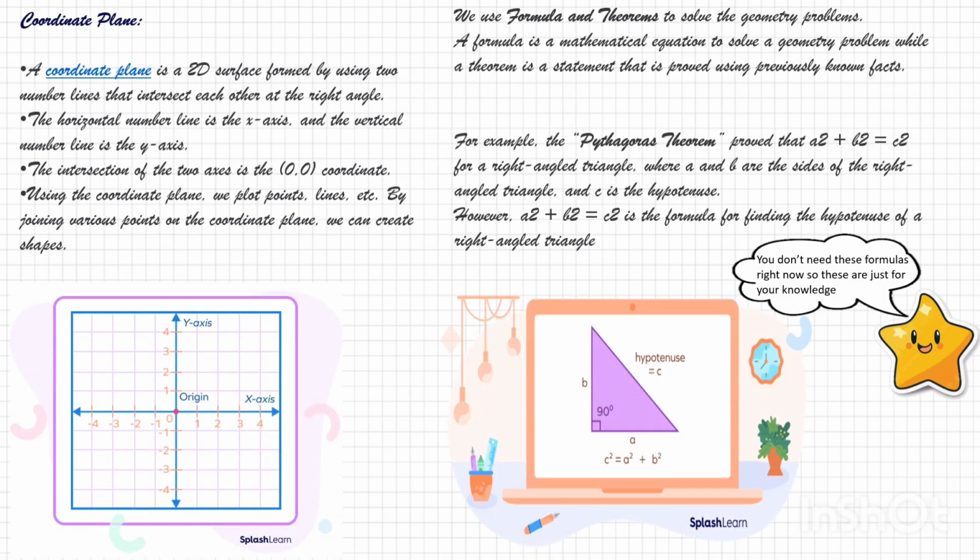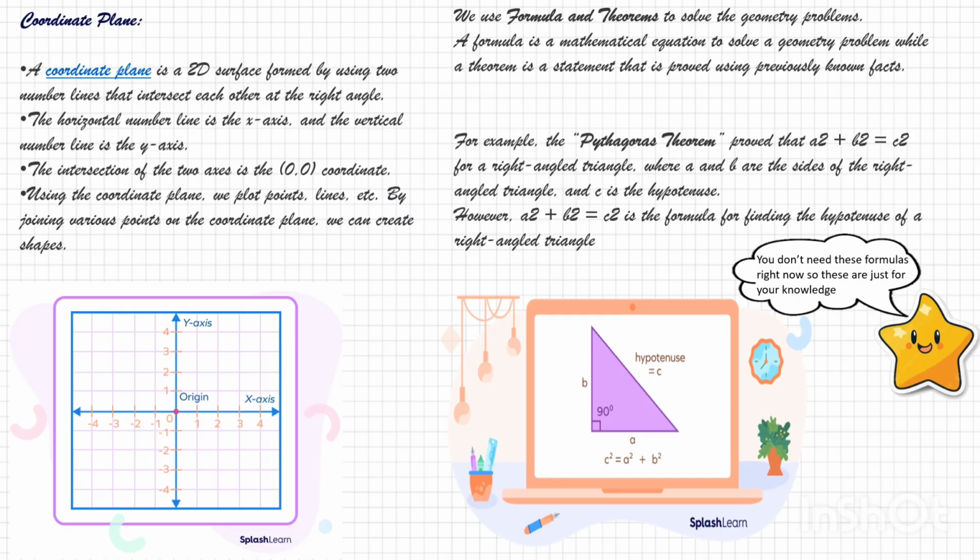Coordinate planes. A coordinate plane is a 2D surface formed by using two number lines that intersect with each other at the right angle. The horizontal number line is the x-axis and the vertical number line is the y-axis. The intersection of the two axes is the (0, 0) coordinate. Using the coordinate plane, we plot points, lines, etc. By joining various points on the coordinate plane, we can create shapes.